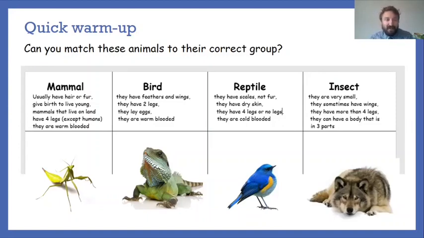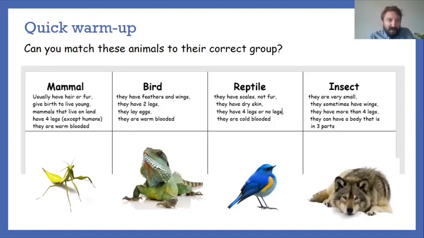So your job, to get your brain warmed up before we get going in this session, is to match these animals to where they should go. So we obviously have a praying mantis there, we have an iguana, we have a bird, and we have a wolf. 30 seconds, come back, and then let's see how you got on.